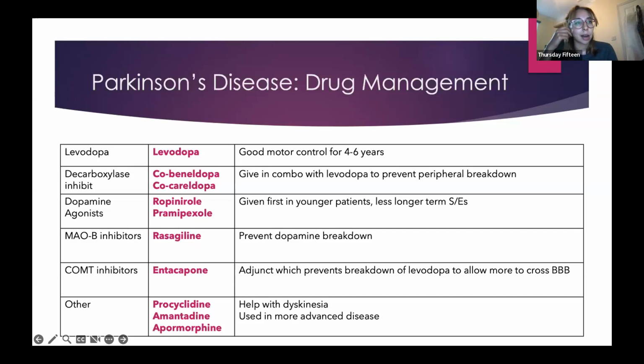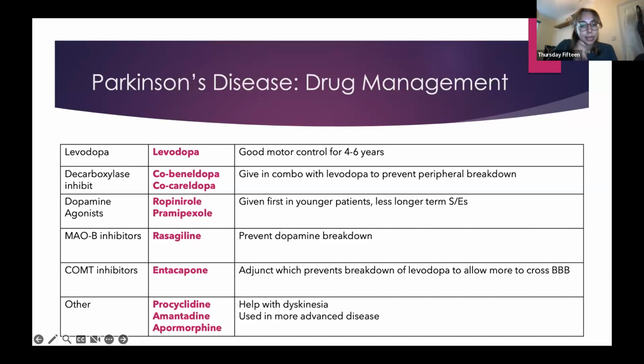I've just missed the decarboxylase inhibitors section. That's not a drug in its own right, but you give those in combination with levodopa to prevent the peripheral breakdown of the drug. So you normally give co-beneldopa, that's the levodopa and the decarboxylase inhibitor together, to maximize its effect. And then the separate group of drugs is the dopamine agonists. Another group is the monoamine oxidase inhibitors, which inhibit monoamine oxidase, so they prevent dopamine breakdown.